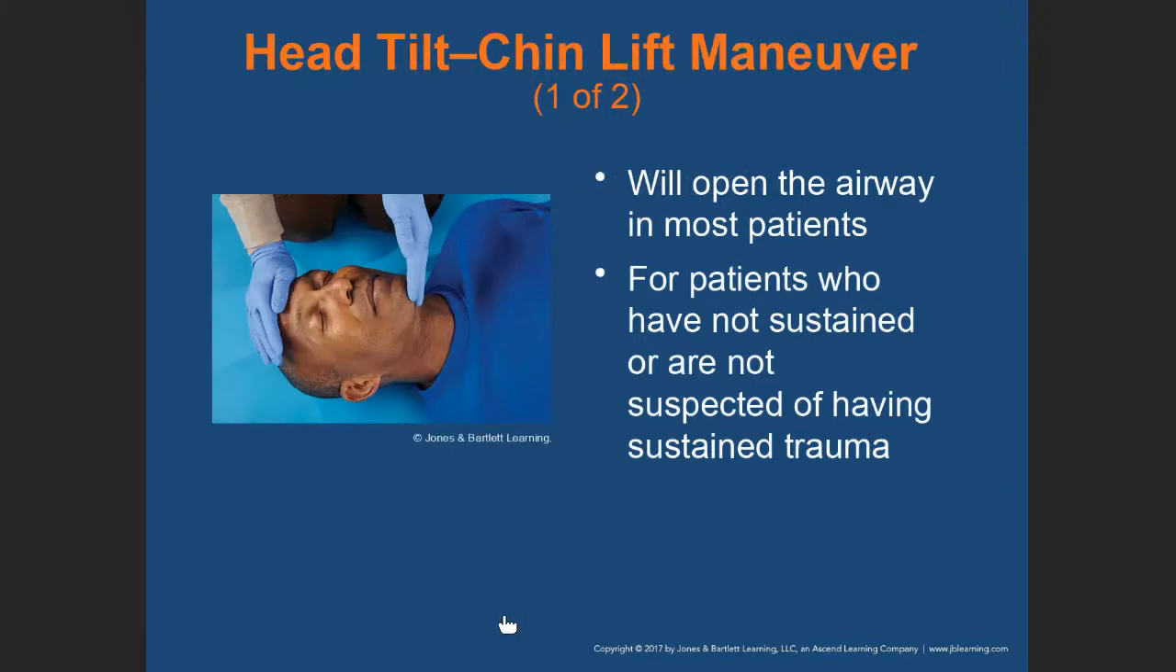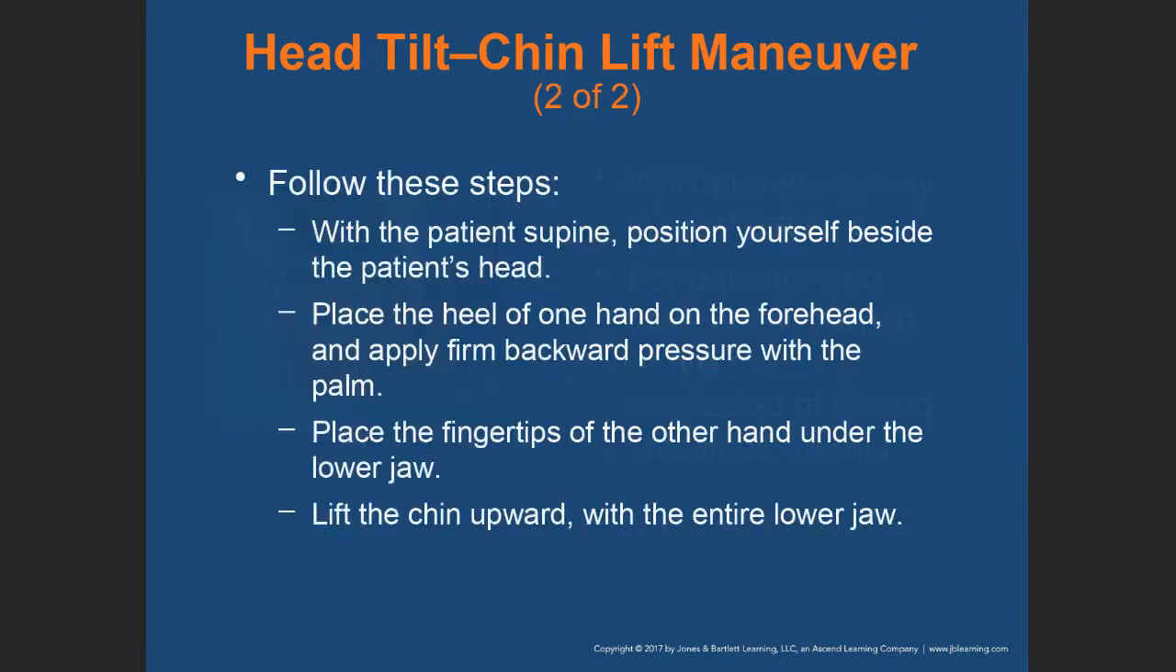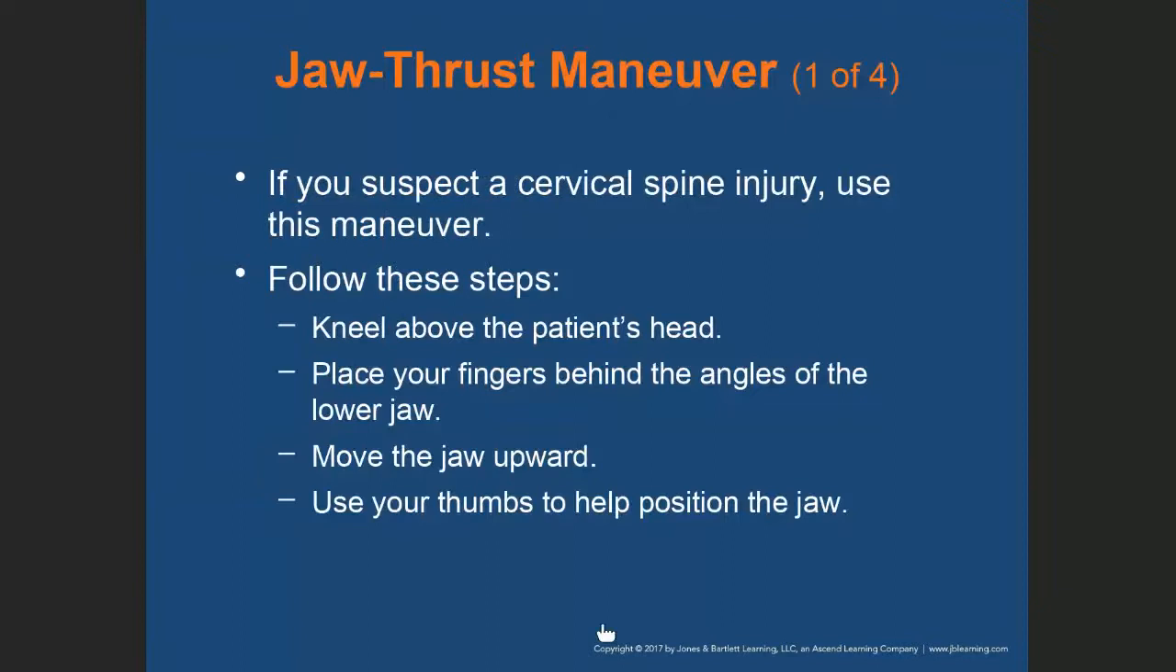Now, the methods for manually positioning the airway, these are things we have touched on. You have your head tilt chin lift and you have your jaw thrust maneuver. The head tilt chin lift maneuver will open the airway in most patients who have not sustained or are not suspected of having spinal injuries. Not going to go through the steps for that technique. That's a practical situation. If you suspect a cervical spine injury, you will use the jaw thrust maneuver. The purpose of the jaw thrust maneuver is to manipulate the mandible to pull the tongue out of the air passage without causing any shifting in the cervical spine.